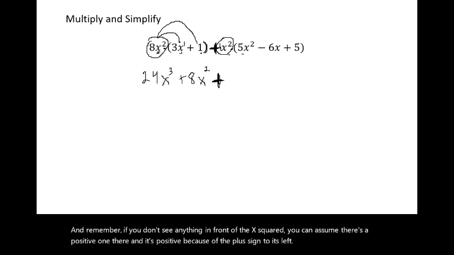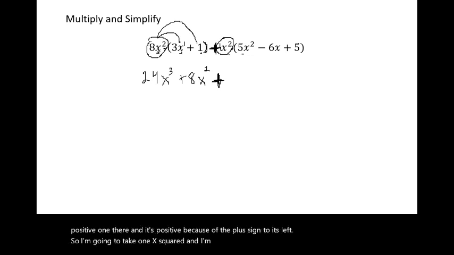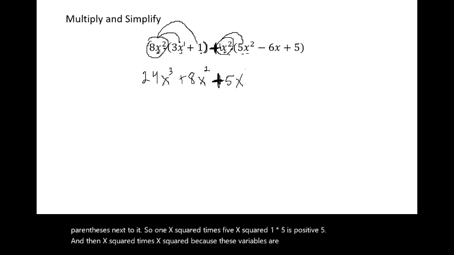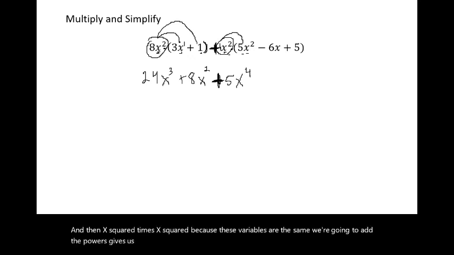So I'm going to take 1x squared and I'm going to distribute it to everything in the parentheses next to it. So 1x squared times 5x squared. 1 times 5 is positive 5. And then x squared times x squared, because these variables are the same, we're going to add the powers, gives us x to the fourth.